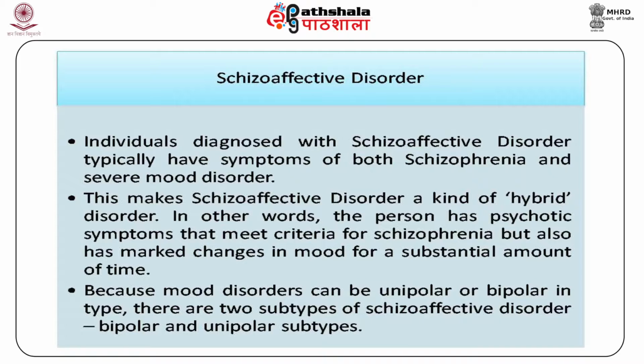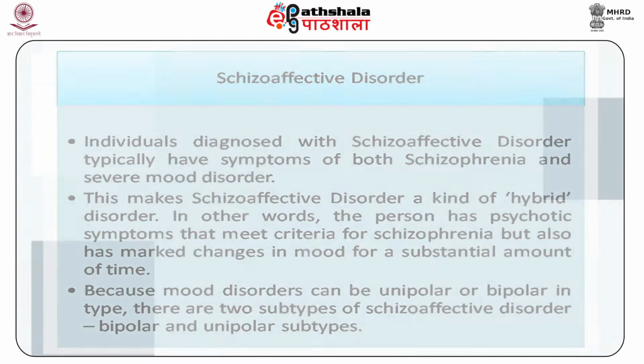Because mood disorders can be unipolar or bipolar in type, there are two subtypes of schizoaffective disorder, bipolar and unipolar subtype. It is still not entirely clear whether schizoaffective disorder is best regarded as a variant of schizophrenia or as a form of mood disorder. In general, the prognosis of these patients is somewhere between that of patients with mood disorders.